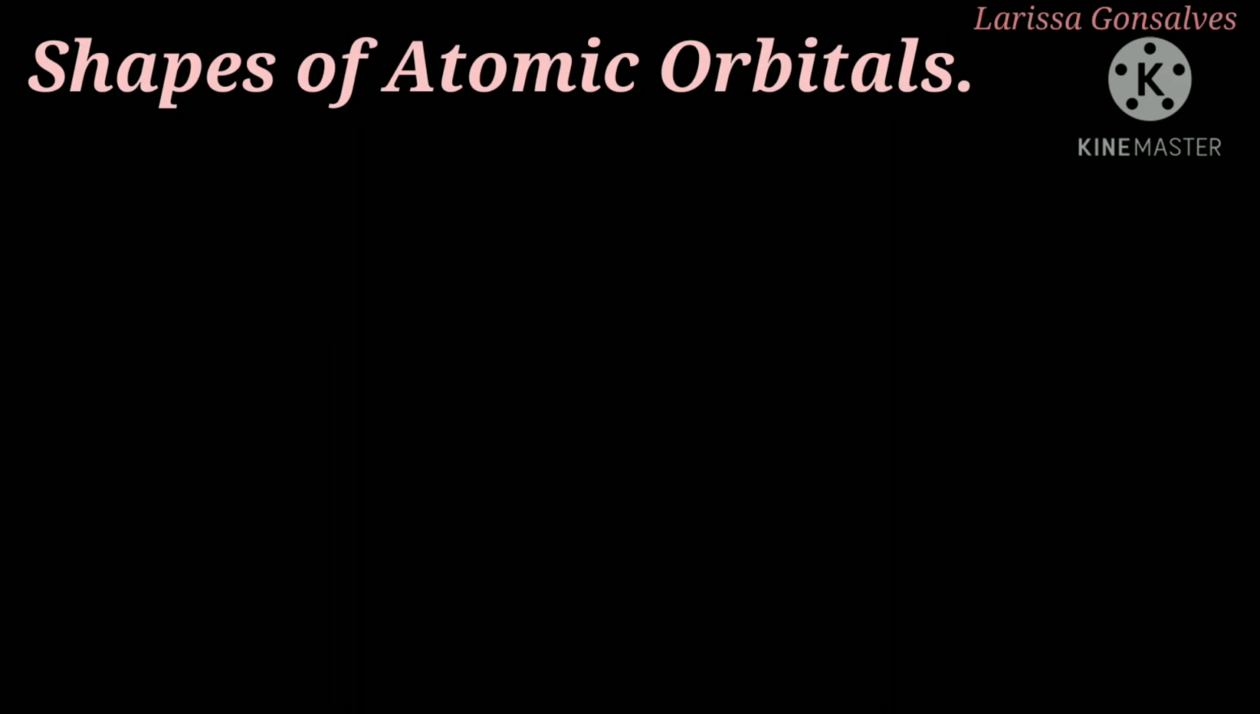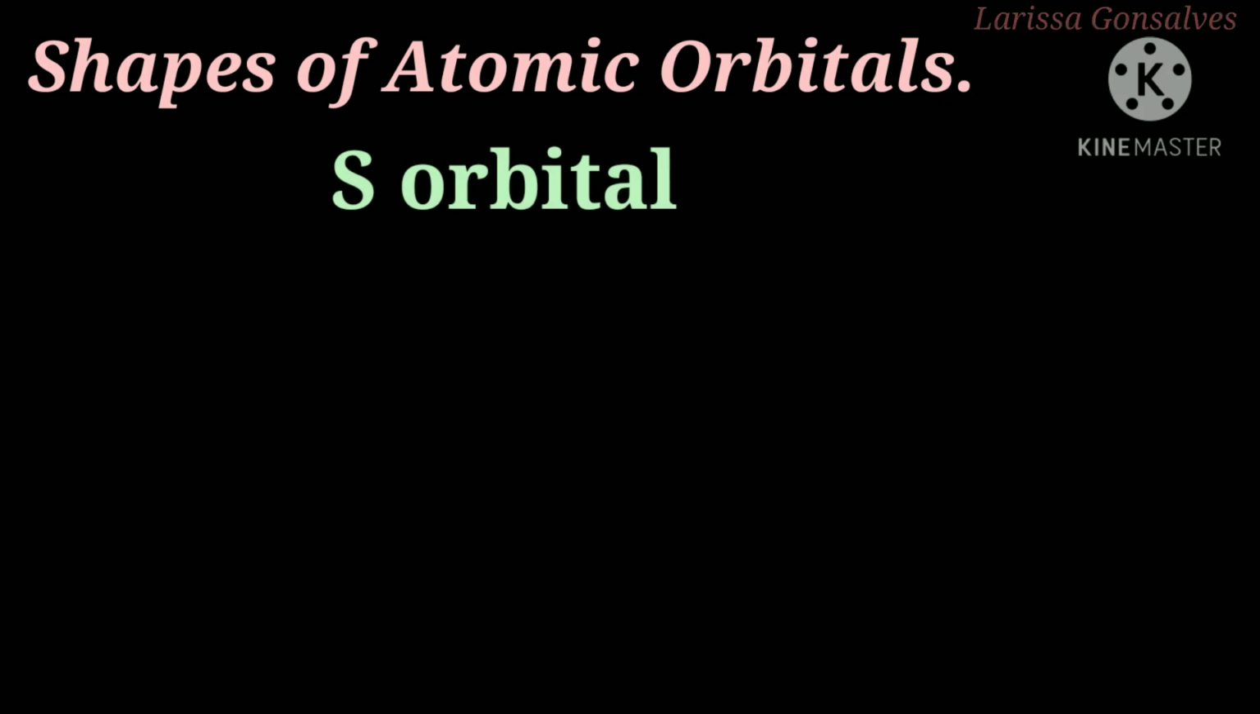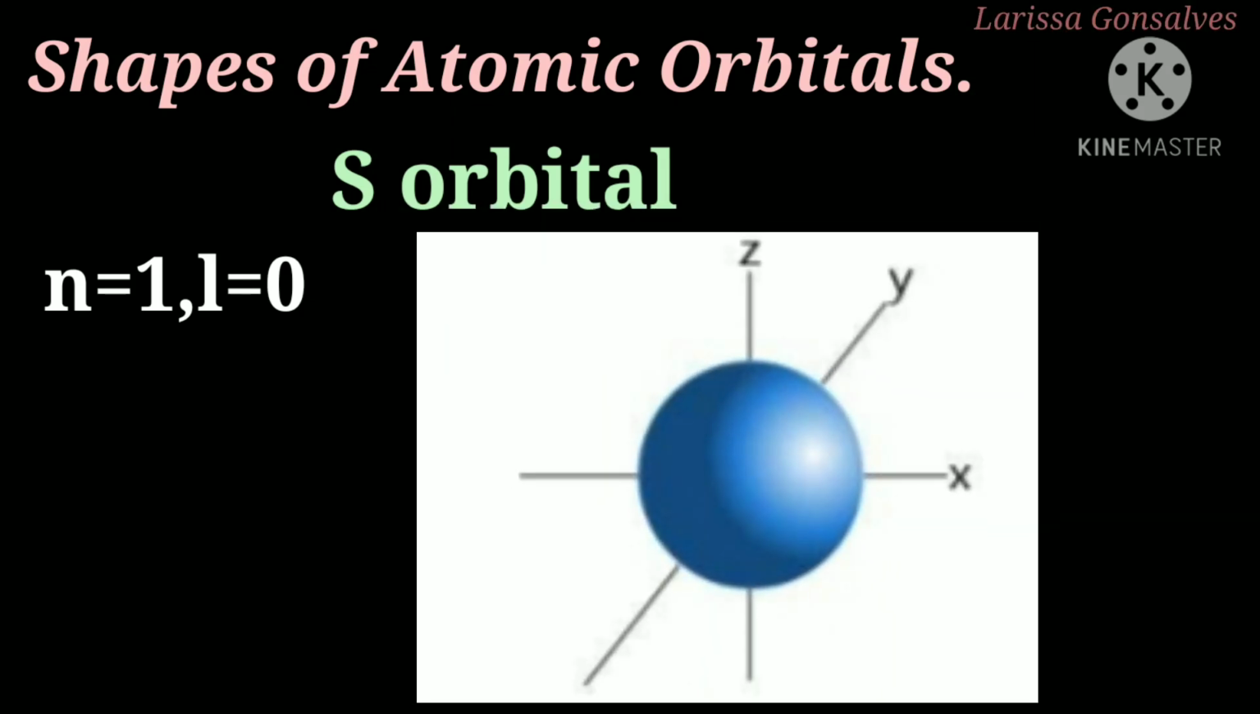First is the shape of s orbital. S orbitals can accommodate electrons with the value l equal to 0, and these orbitals are present in every orbit starting from the first orbit. Orbitals in which the principal quantum number n is equal to 1 and the azimuthal quantum number l is equal to 0 are called 1s orbital. As you can see here, all the s orbitals are spherical in shape. However, the size of the sphere increases with the value of n, that is the principal quantum number.